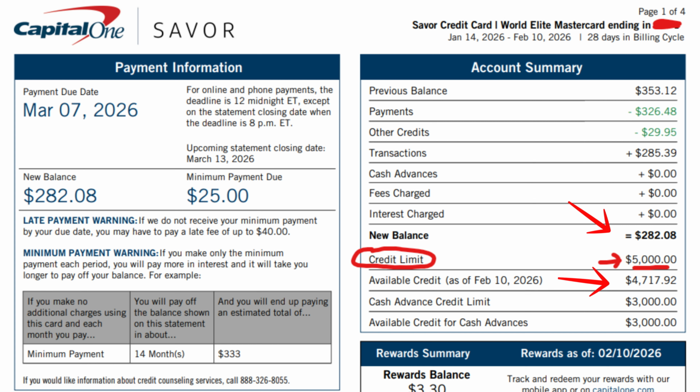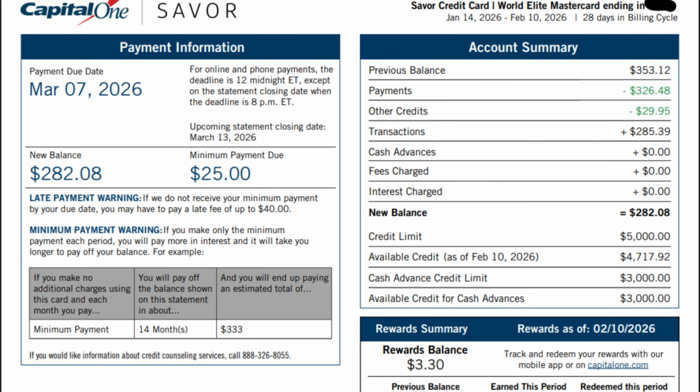You may also find a term called cash advance credit limit in the statement, which is the maximum amount you can withdraw as a cash advance. The amount of money you transfer or withdraw as a cash advance will appear on your credit card statement and interest will begin accruing immediately. Cash advances typically come with a higher APR than regular purchases, and you may also incur a cash advance fee, so you have to be careful.